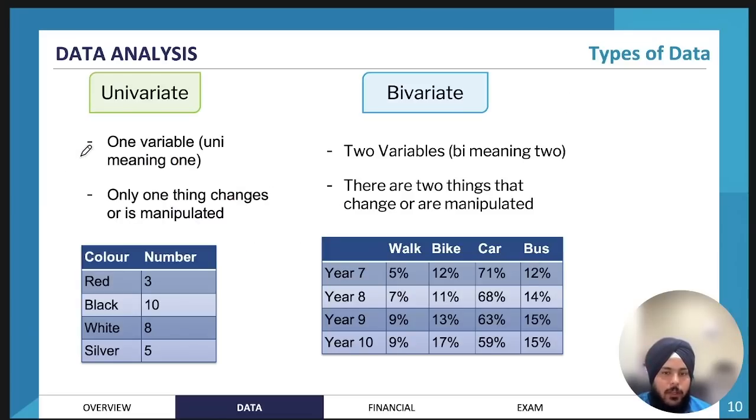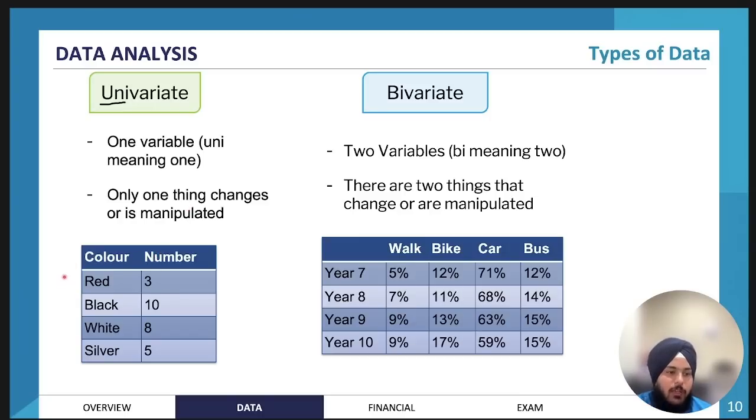Okay, so now we'll be moving on to the types of data. So we can have either univariate data, and as the name suggests, we're only looking at one variable in this case. So uni literally just means one variable. When looking at univariate data, we're only describing or measuring one variable. So only one quantity or one value or one category is being manipulated, depending on what type of variable it is.